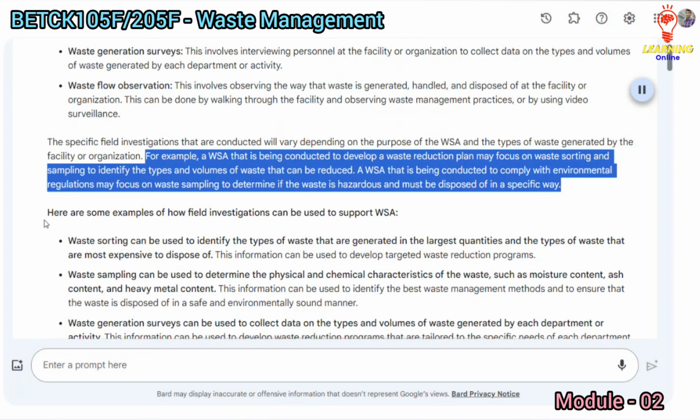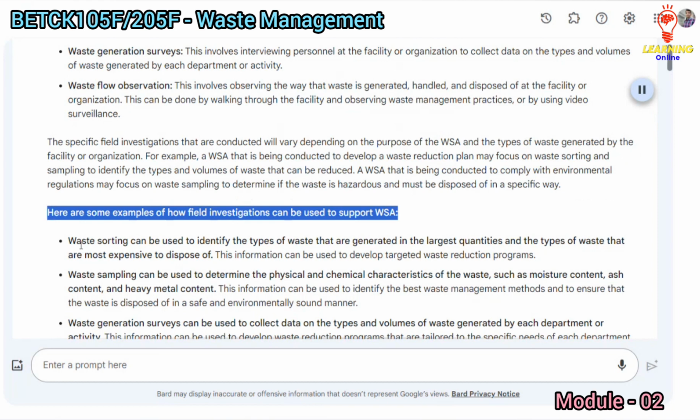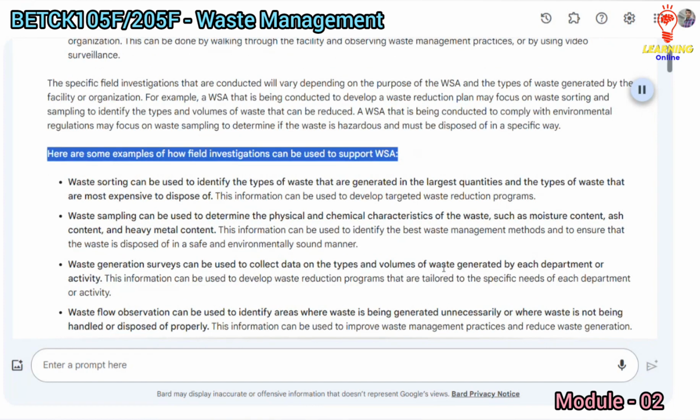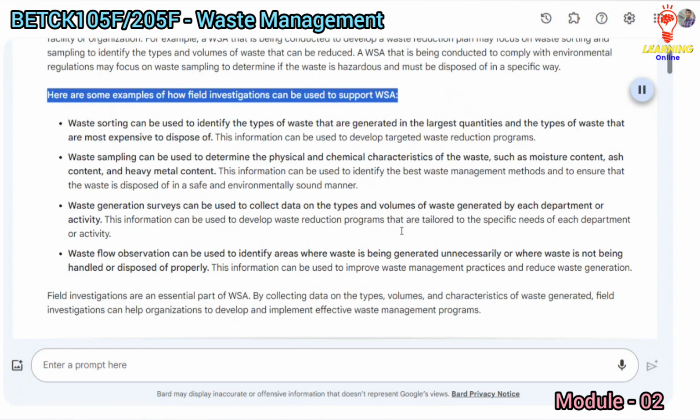Here are some examples of how field investigations can be used to support WSA. Waste sorting can be used to identify the types of waste that are generated in the largest quantities and the types of waste that are most expensive to dispose of. This information can be used to develop targeted waste reduction programs.